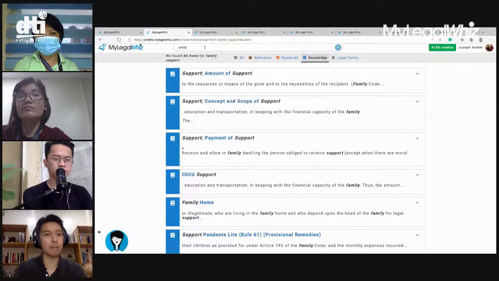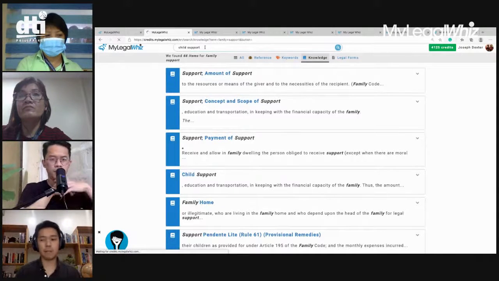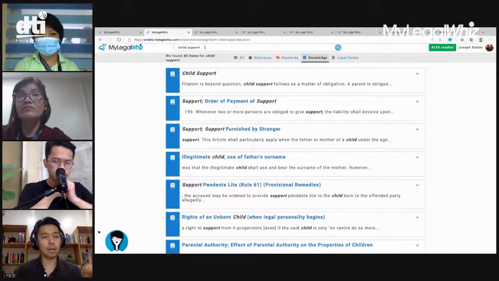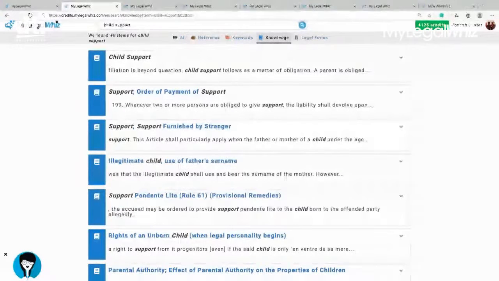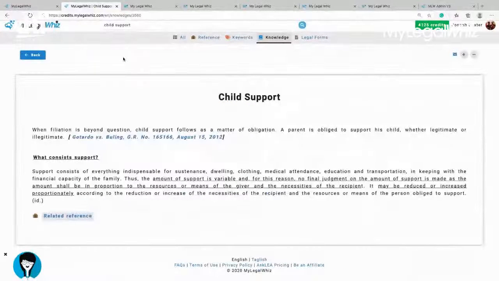Kasi meron pong nagtanong sa amin about child support sa MyLegalWhiz. Sabi niya, magkahiwalay na kami ng asawa ko, pero kaya ko pa bang humingi ng child support kahit hindi kami kasal? So dito, pag tinype nyo po child support dito, makikita nyo dito, let's project it. If you type child support, you get this child support discussion. English siya kasi English po yung batas natin. You can ask Leia kung ano ibig sabihin niya kung hindi nyo pa naiintindihan.